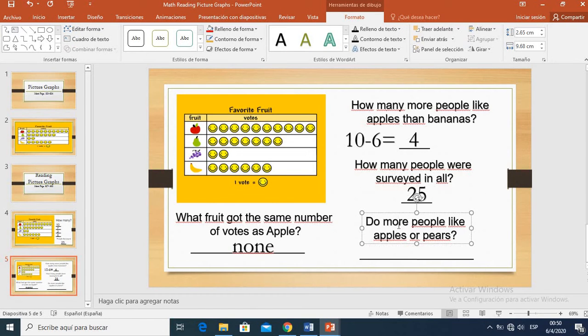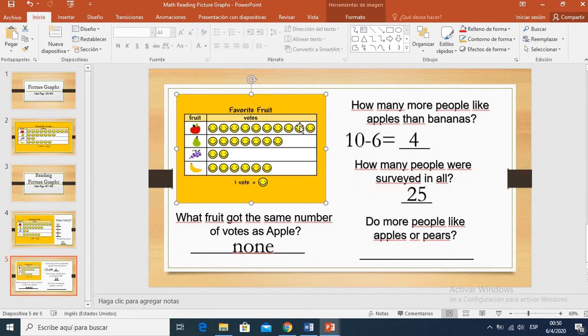Next question. Do more people like apples or pears? What do the people like more? Apples or pears? Apple got 10 votes and pear got 7 votes. So, which fruit do people like the most? Apples, very good. So what will be my answer here?